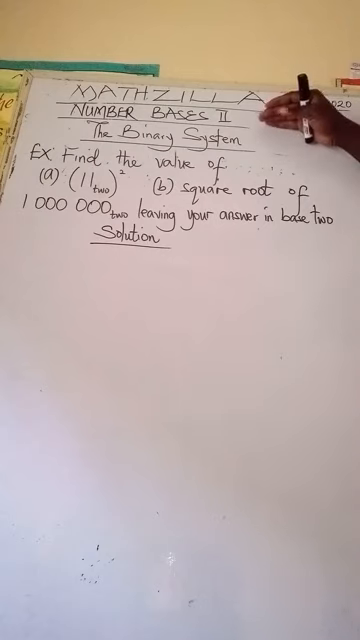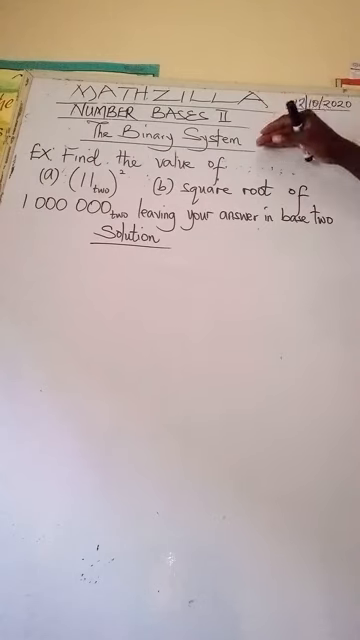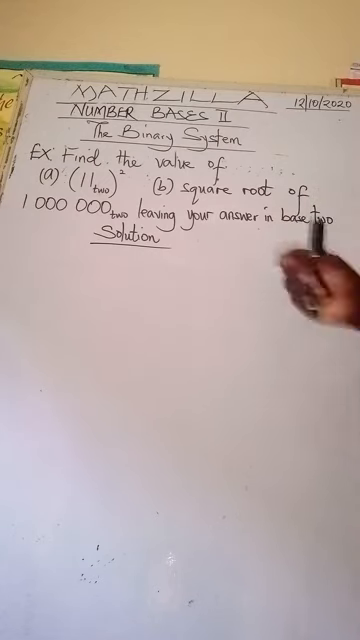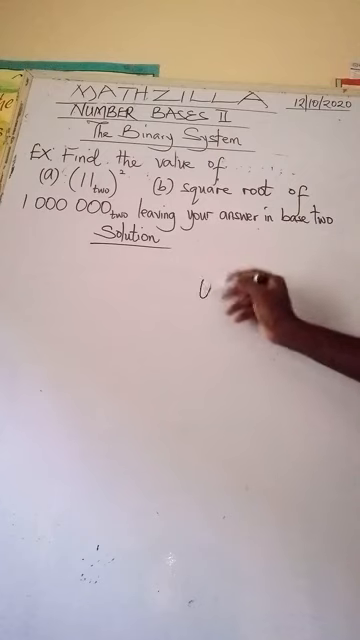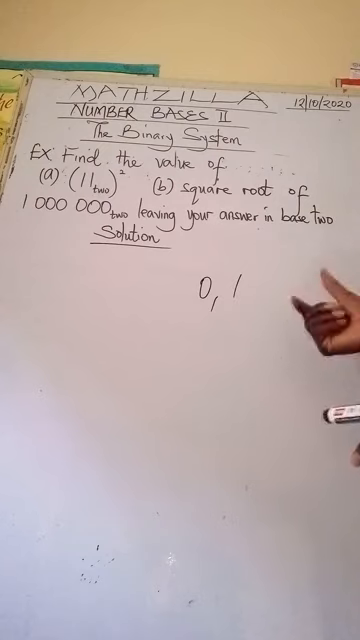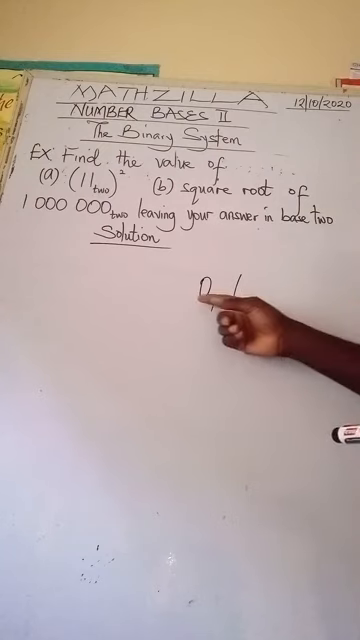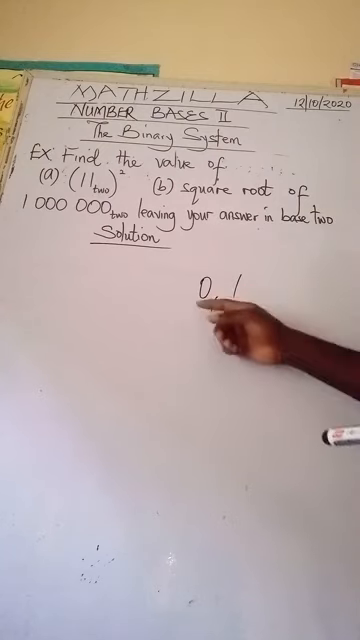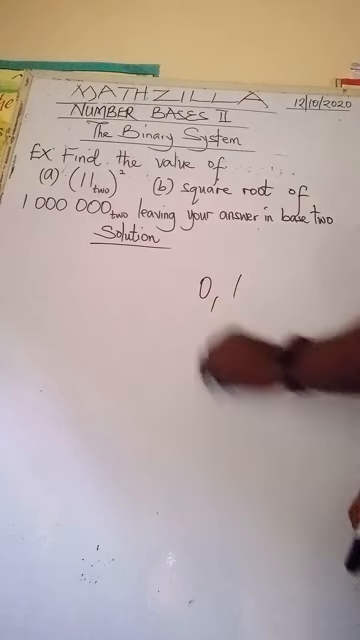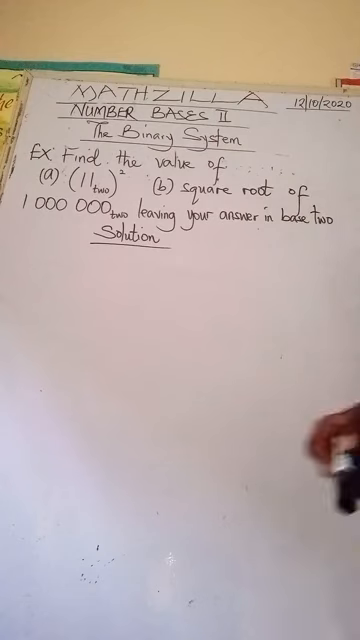We'll be looking at the second aspect of number bases, and today we'll be considering the binary system. When you talk about the binary system, it's actually a system of counting that uses two digits, 0 and 1. So the binary system is the base 2 system of counting. It uses only two digits, 0 and 1. Today we'll be doing a lot of simplification as far as the binary system is concerned.